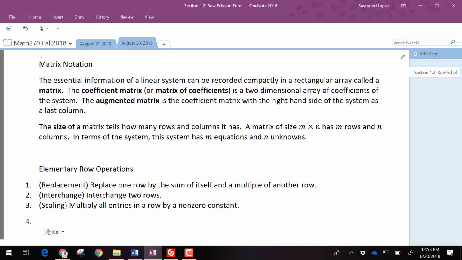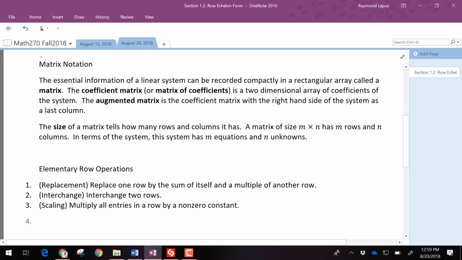So what we did was we took the coefficients of the system and made it into a rectangular array called a matrix. And the coefficient matrix is going to be a two-dimensional array of coefficients. And the augmented portion of it is when we include the right-hand side of the system as the last column. The size of the matrix tells you how many rows and columns it has. The matrix of size m by n has m rows. So the rows always come first and the columns come second. So when we're looking at matrices, we'll read it as the number of rows by the number of columns.